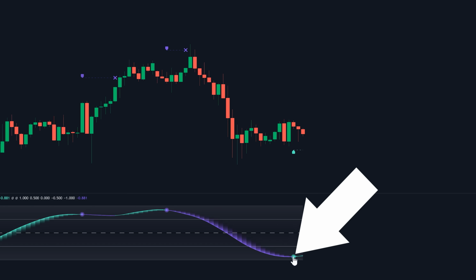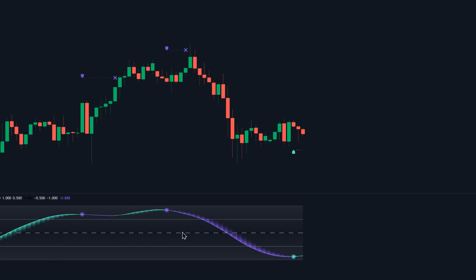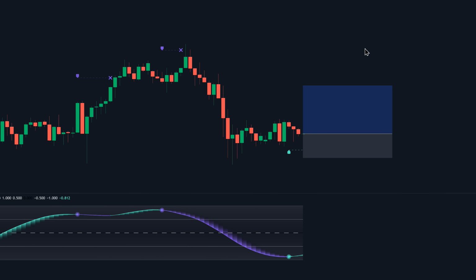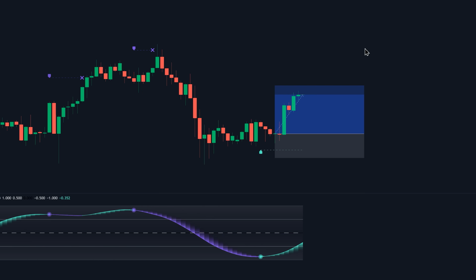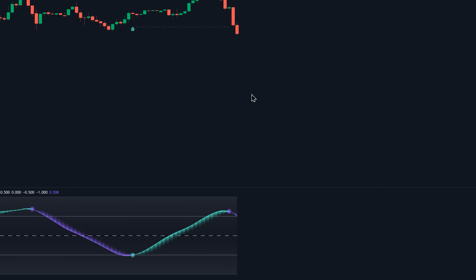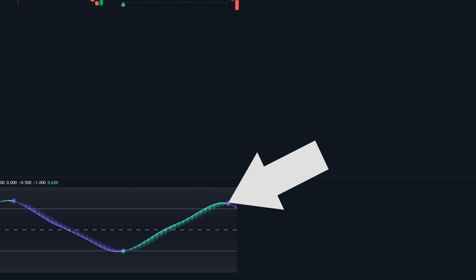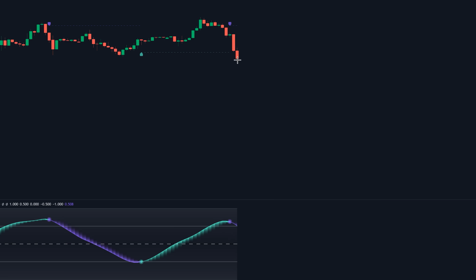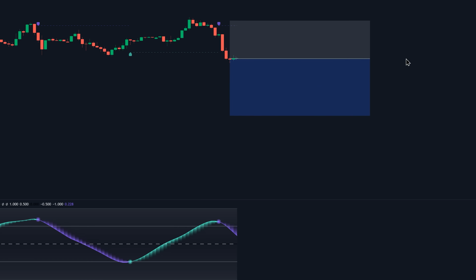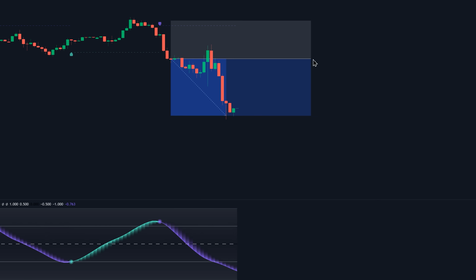This is a buy signal as indicated by this indicator. If we were to take a long position here, well, you can see that that trade would have been profitable. How about this? This was a sell signal. If we were to take a short position, the trade would have been profitable.